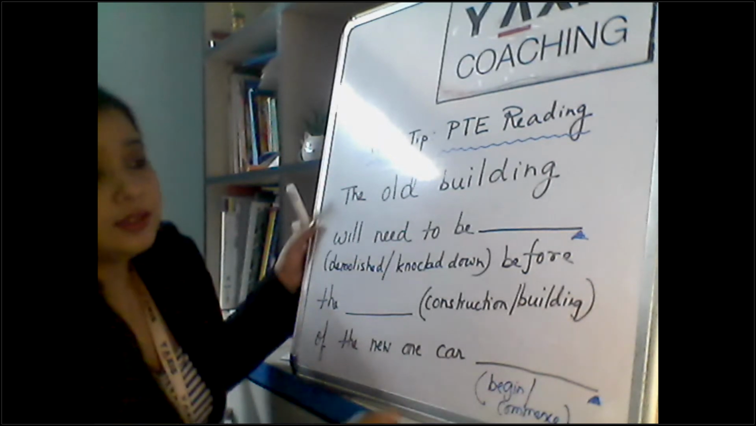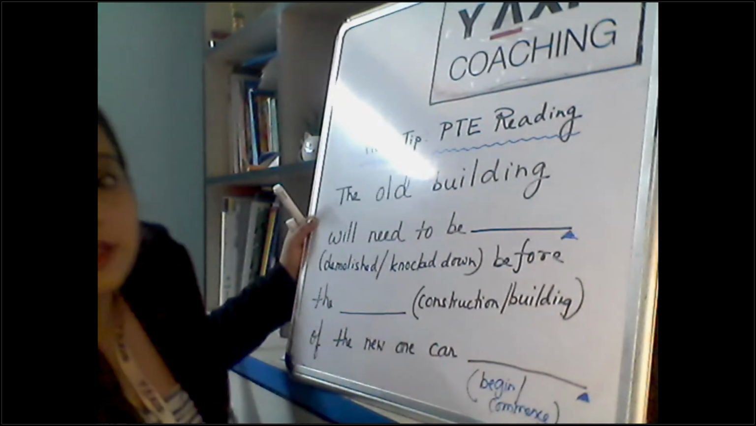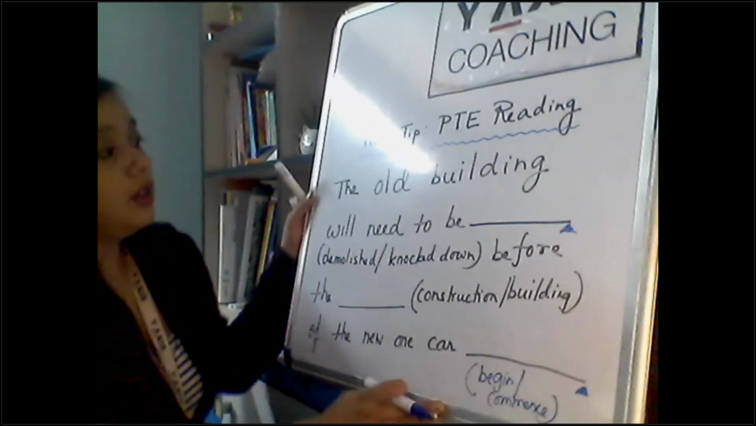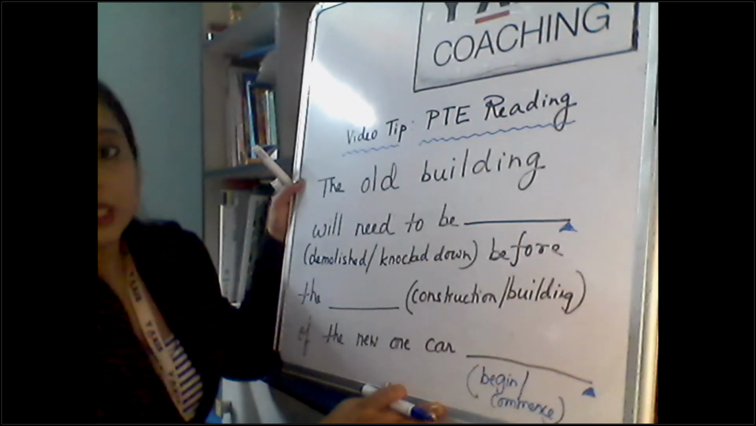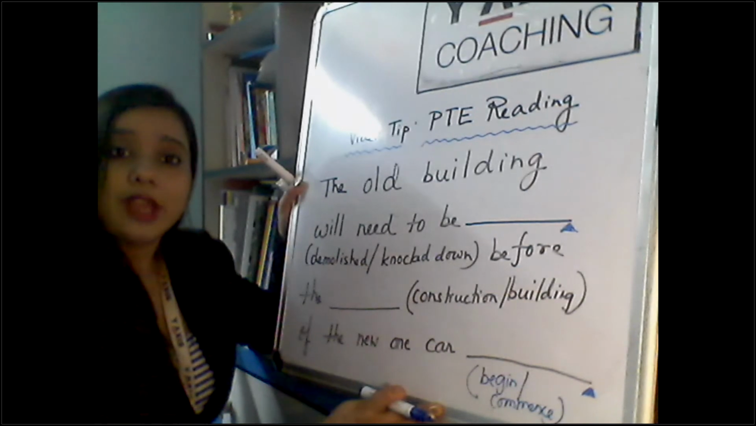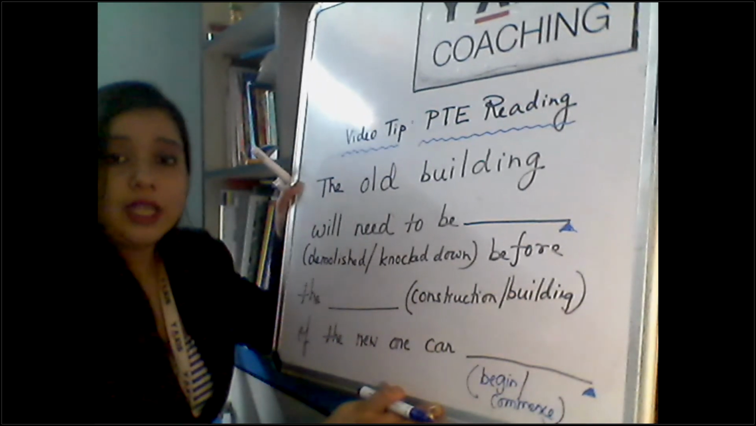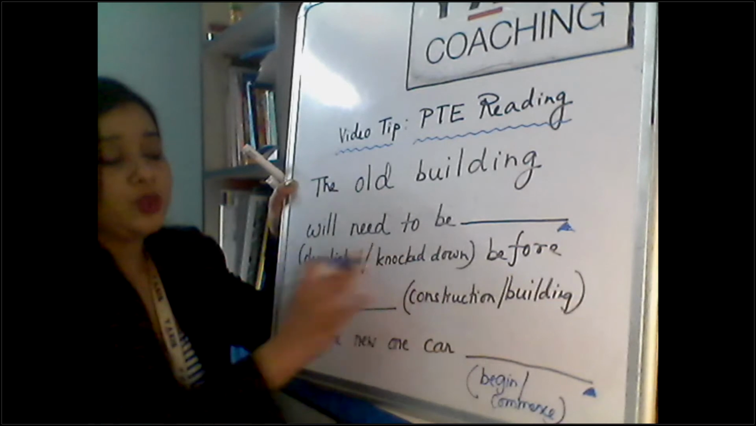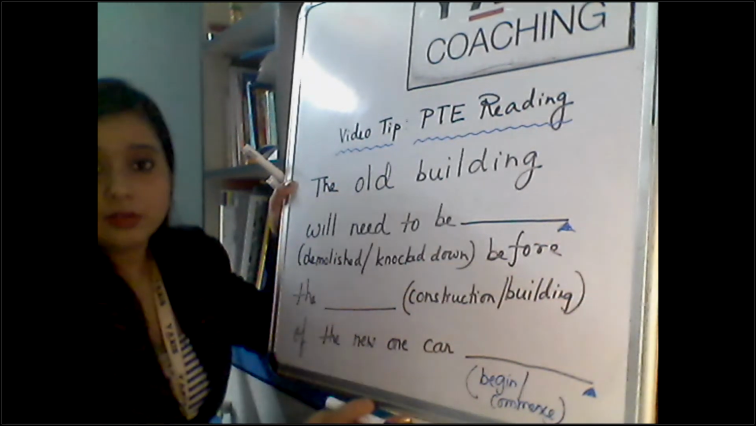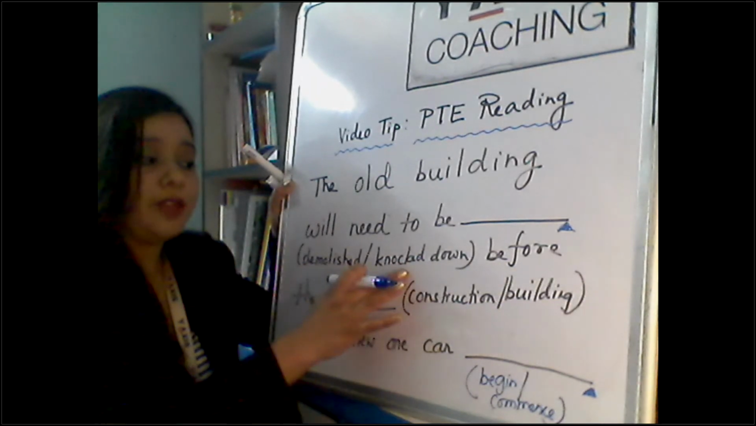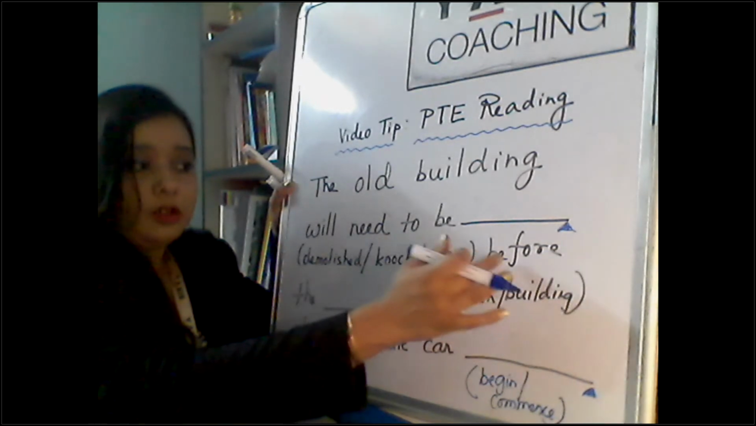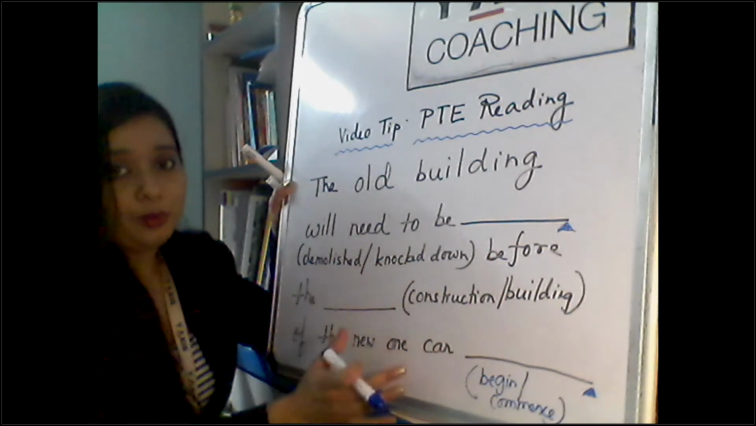So what is the sentence? The sentence reads like this. The old building will need to be, then we have the blank space. Okay, the old building will need to be blank, we have a drop down option. The two answer choices that we have are demolished versus knocked down. I have to choose one of these two.